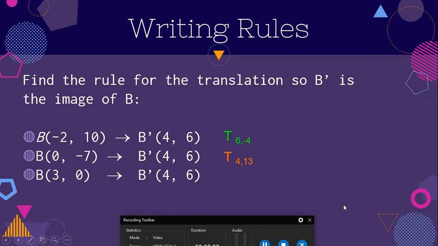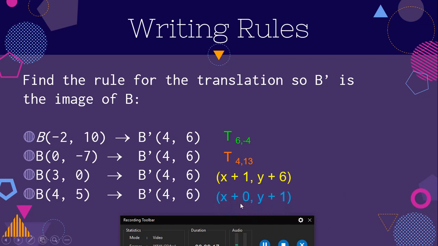All right, for our next example, we went from 3 to 4, and then from 0 to 6. I'm going to use the different rule style. So I'm adding 1 to X, and I'm adding 6 to Y. In our last example, looks like I'm adding nothing to X, and I'm adding 1 to Y. You can put +0. Other students will just do X without the +0, and then they'll do comma, Y plus 1. Either method is acceptable.